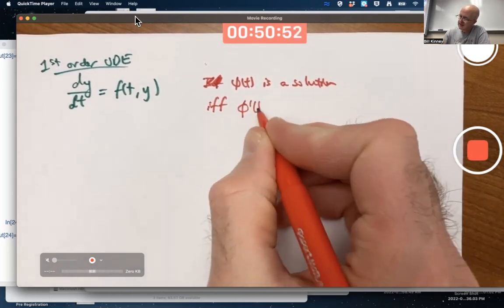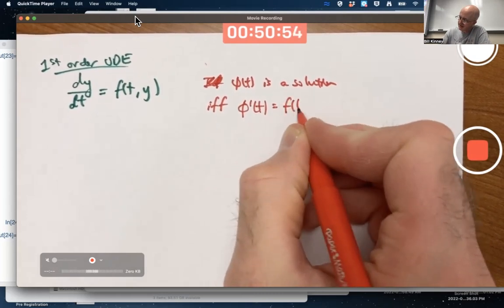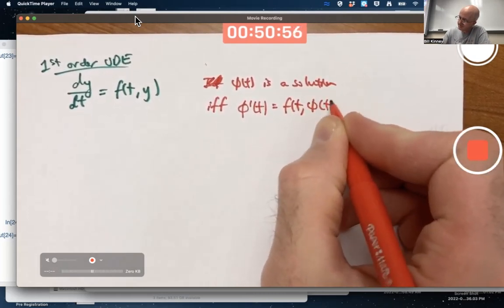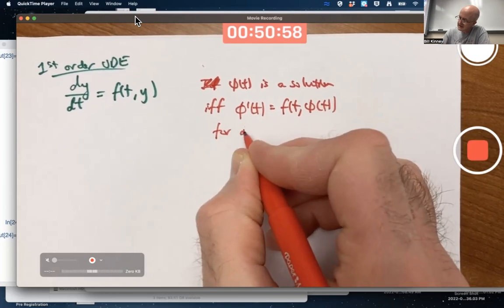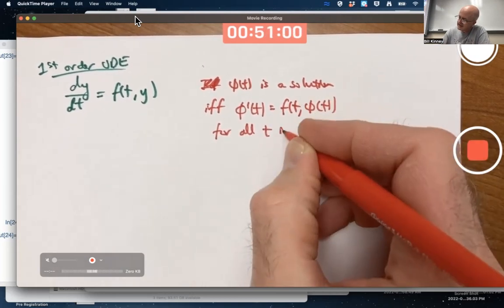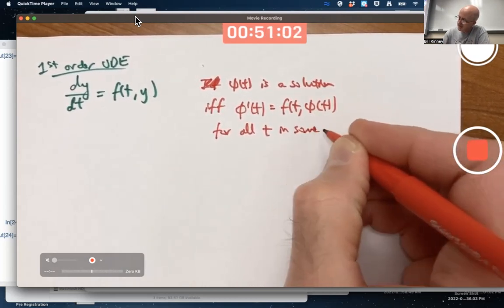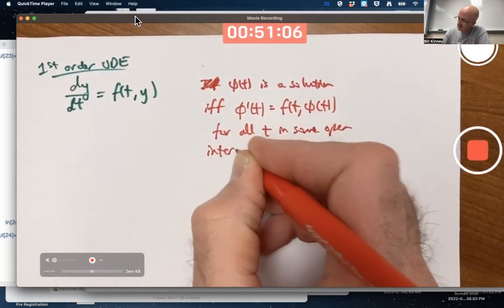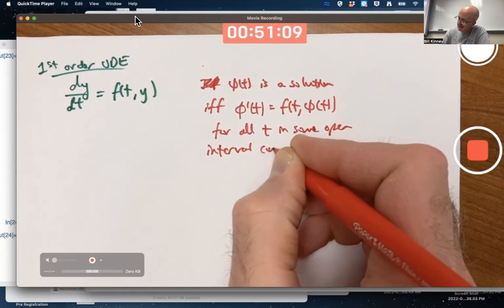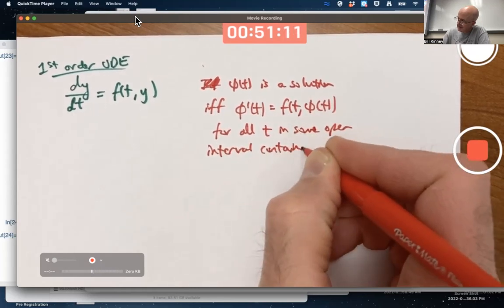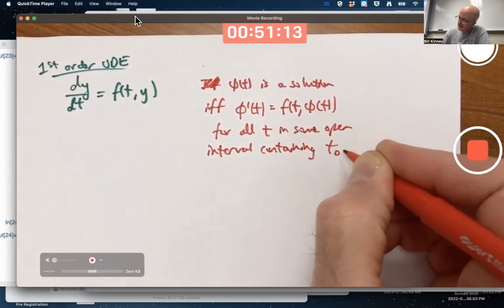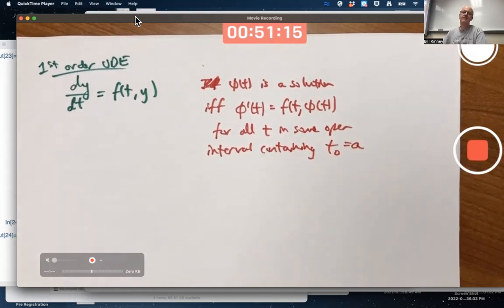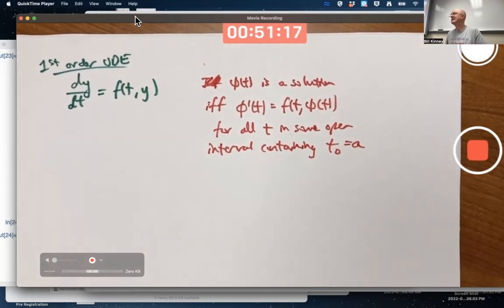Phi prime of t equals f of t comma phi of t for all t in some interval. Typically, you want to think of it as an open interval containing the initial value of t. I'll call it t naught, but I'll also call it a. That's what it means for a function phi of t to be a solution.